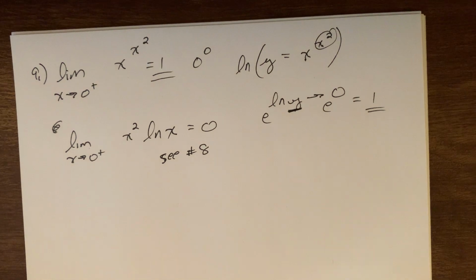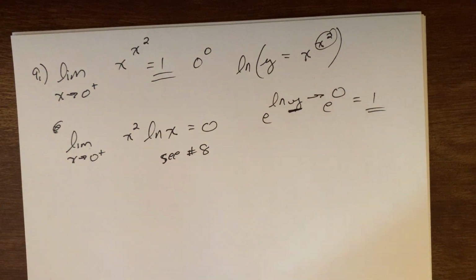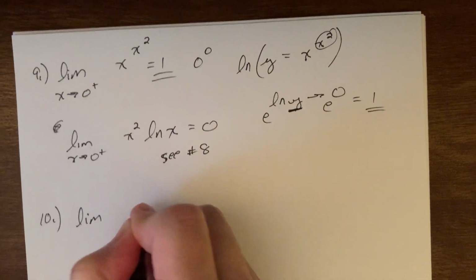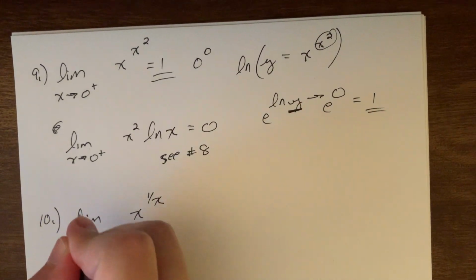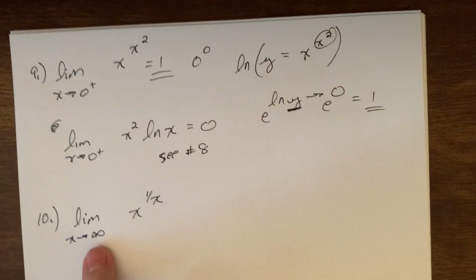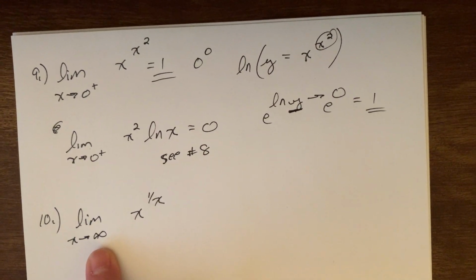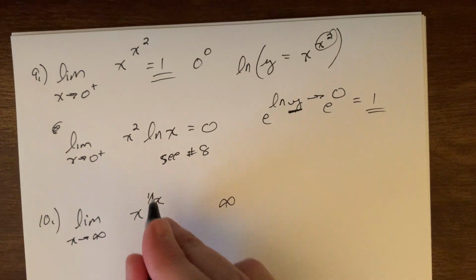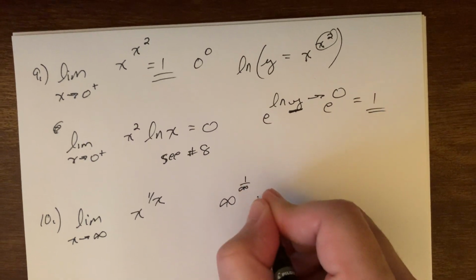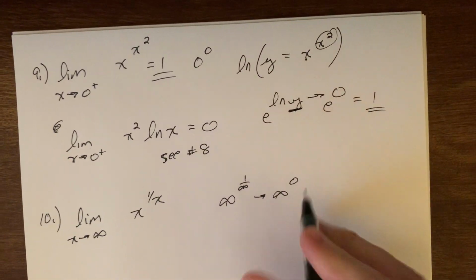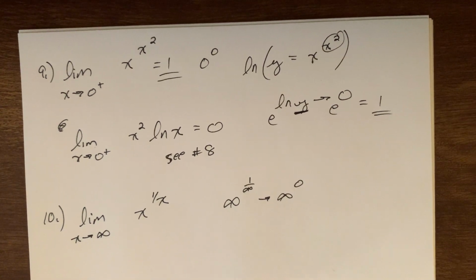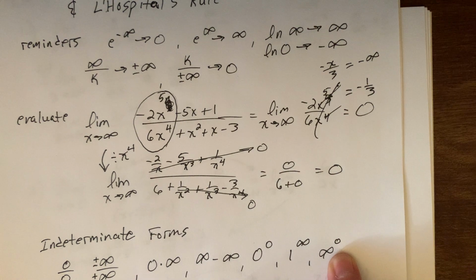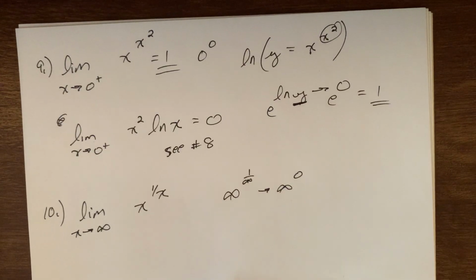So let's do 2 more like that. Let's look at number 10, the limit of x to the 1 over x power as x goes to infinity. Plug in, well, x goes to infinity, I get infinity, but I get infinity to the 1 over infinity. 1 over infinity is 0. So this is infinity to the 0 power, another indeterminate, and another indeterminate form where there's an exponent involved.